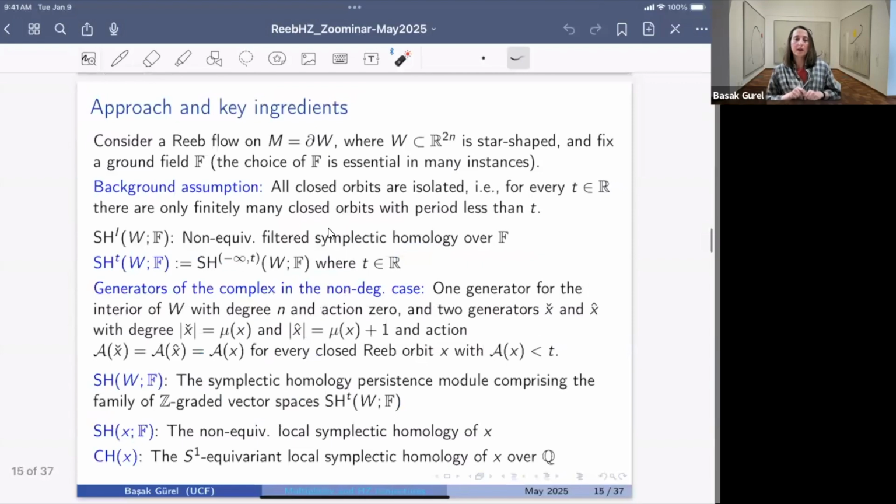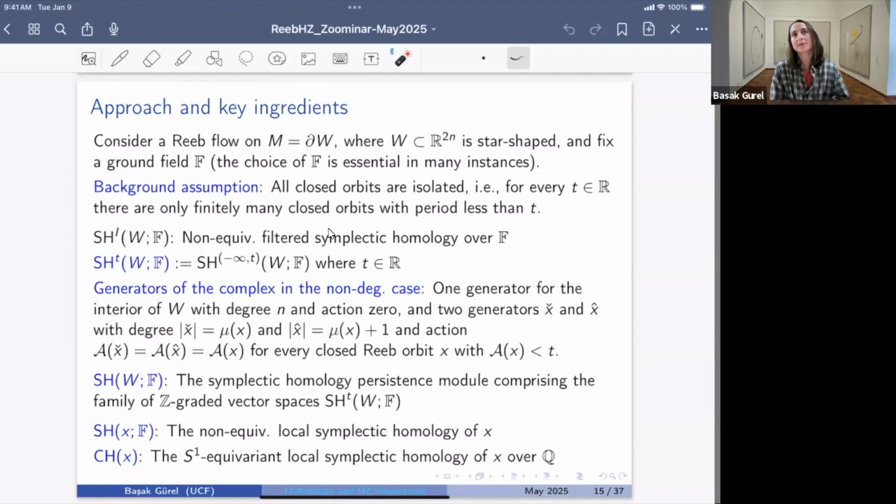Okay, so now let me just tell you about how we approach the whole question and hopefully get to a little bit of the proofs. So what is the setting again? We are working with Reeb flows on the boundary of a starship domain. We have a ground field F. Now the choice of F in this matter, as you will see, is going to matter in some instances. When you need to use Smith inequality, for instance, it's proved for positive characteristics.